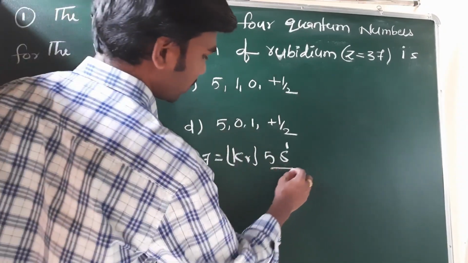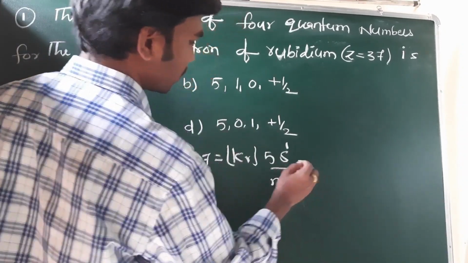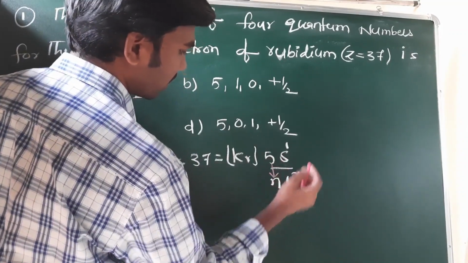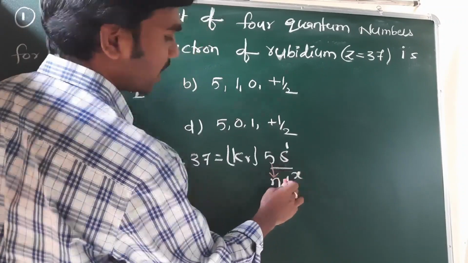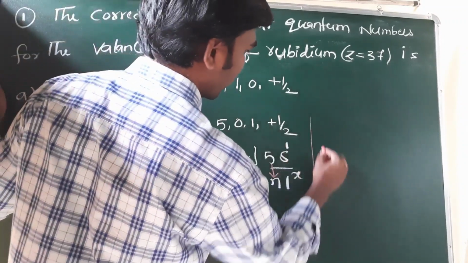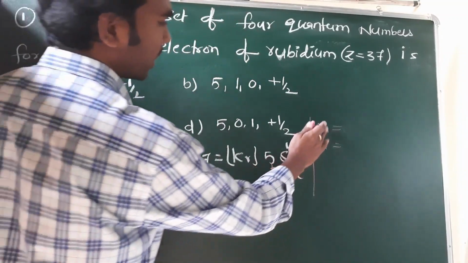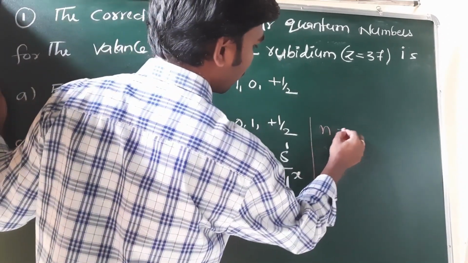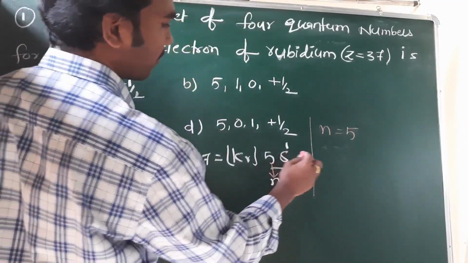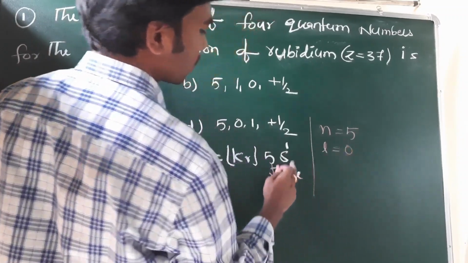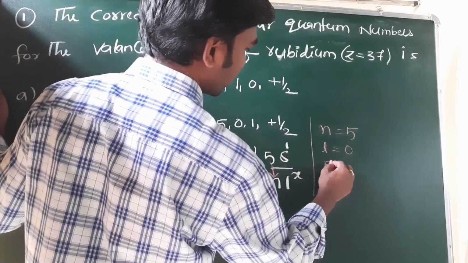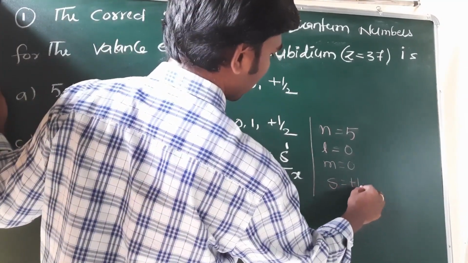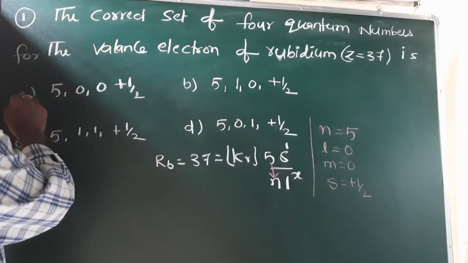For this 5s1, you just compare it with the nlx method. Here n stands for 5, and l is 0 for s orbital. Here principal quantum number n is equal to 5 will come, right? Azimuthal quantum number for s, so l is equal to 0 will come. Only one electron is there. If l is equal to 0, then m is equal to 0, then s is equal to plus half will come. So 5, 0, 0, plus half. So the answer is this one.